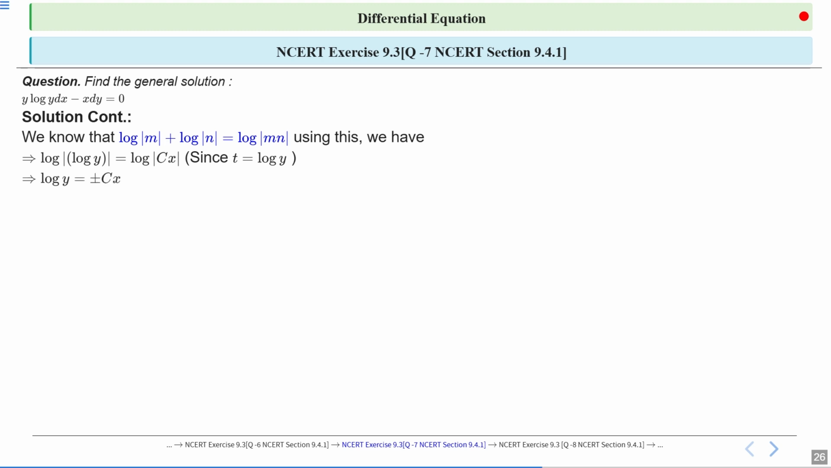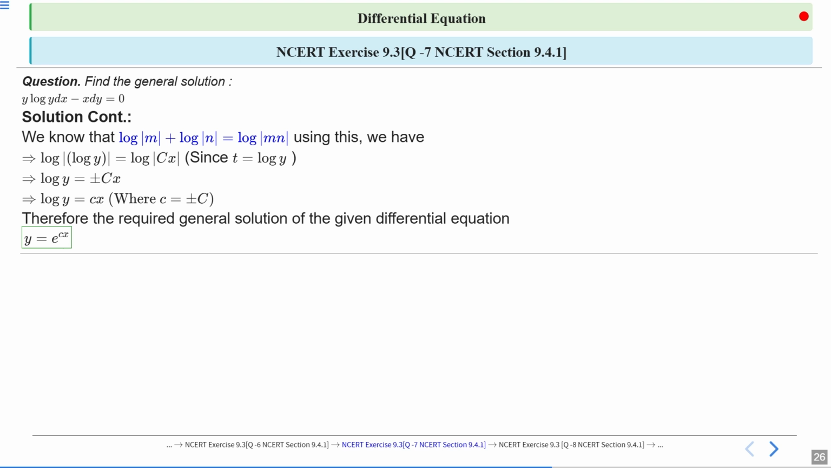So log y is equal to plus minus cx. Just take the new arbitrary constant, that is small c is equal to plus minus capital C. So log y is equal to cx. Therefore the required general solution of the given differential equation is y is equal to e to the power cx. We take the log from the left hand side to the right hand side, it becomes exponential. So we get y is equal to e to the power cx.